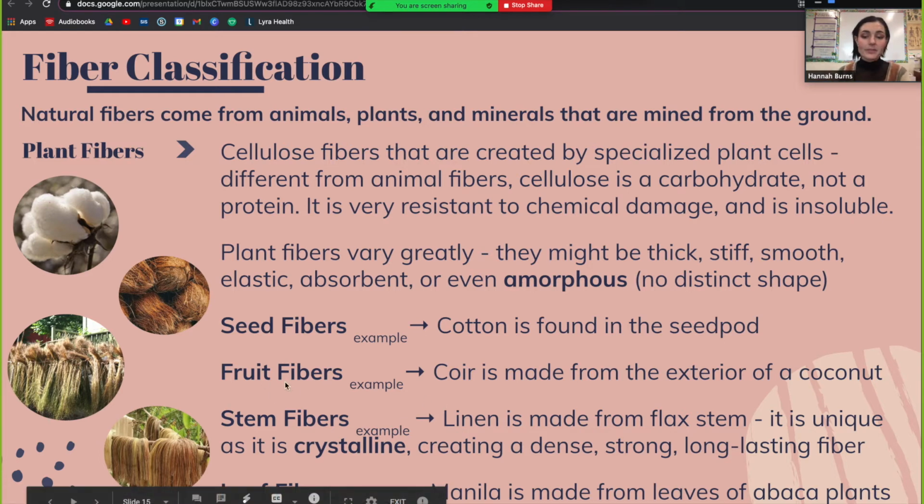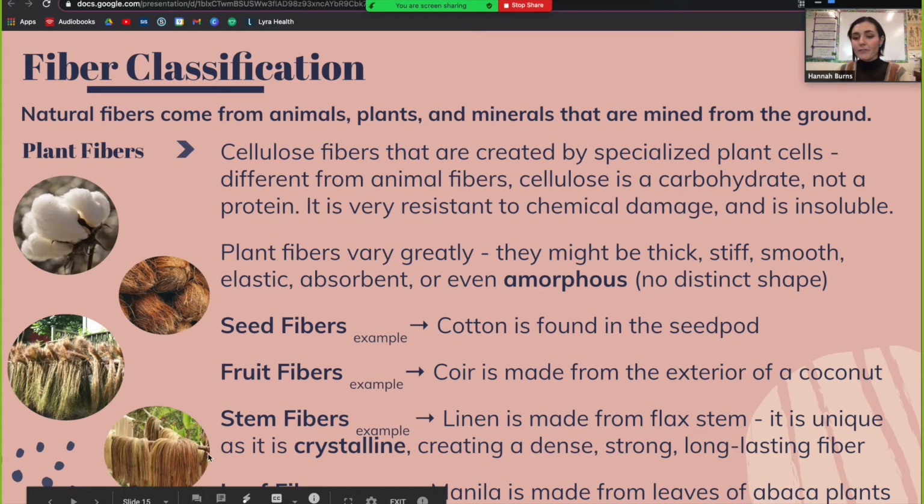Leaf fibers are also pretty usable. So here is a picture of what's known as abaca. It's in the banana family. I don't know if you can see them, the leaves back here that kind of look like banana leaves. But manila is a fabric that's made from the leaves of abaca plants.